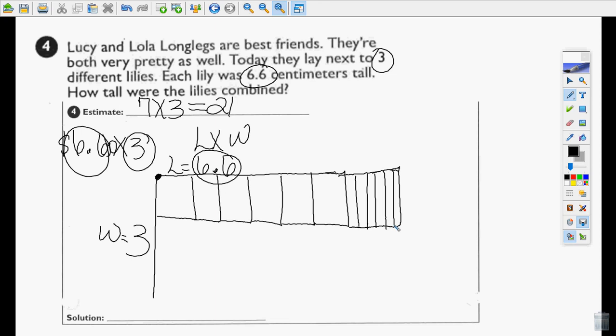So now I'm going to go down for my width, and I'm going to draw 3 in my width. So 1 is already there for me. Here is 2 wholes, and here is 3 wholes. So I did my job. I drew the length of 6 and 6/10. I drew the width of 3.